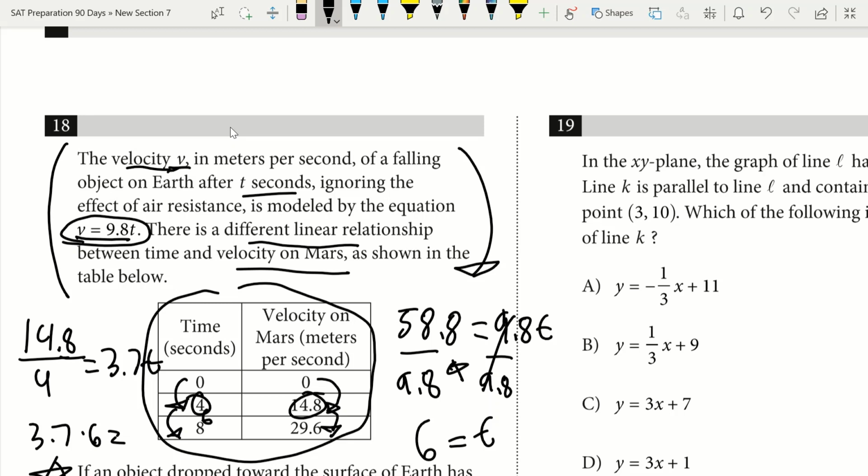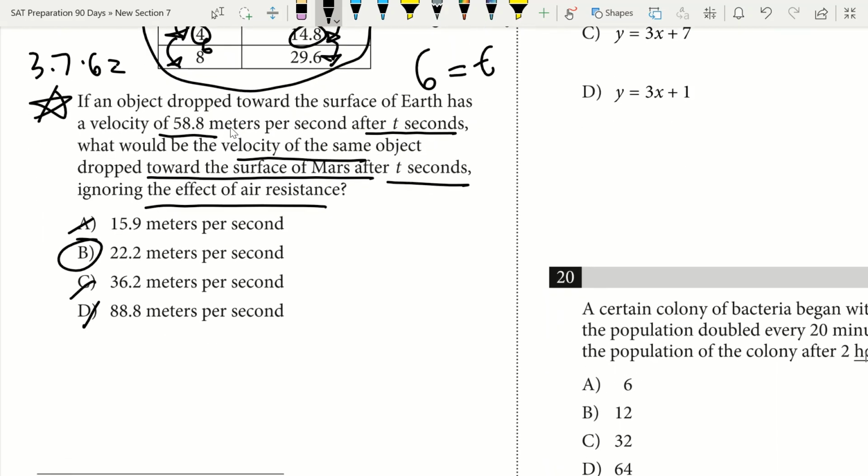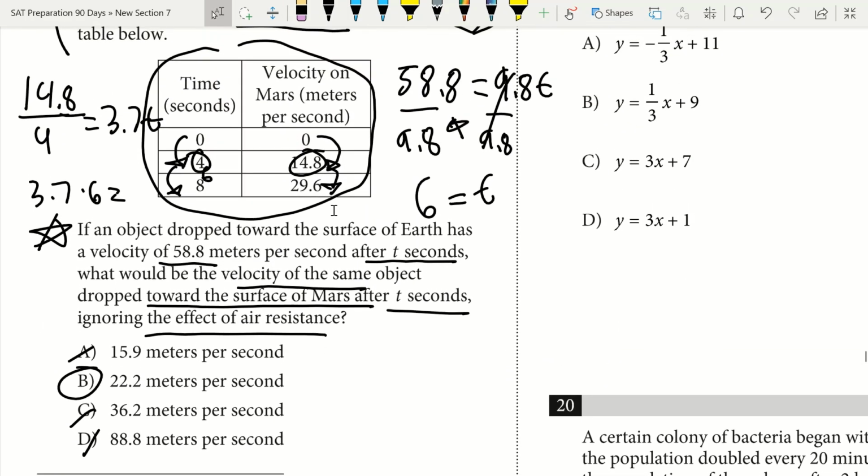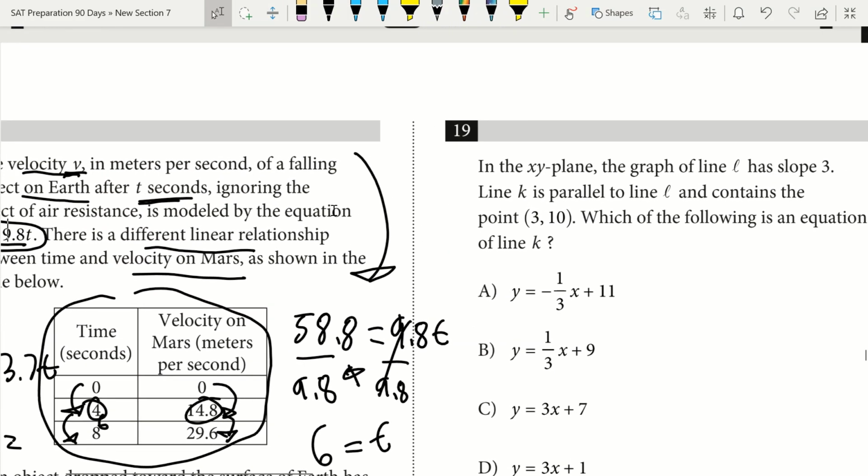So in this case, you saw I underlined velocity is v. t is seconds. v is 9.8t, right? That tells me that my velocity is equal to 9.8 times however many seconds have passed. Another thing I would underline is that it's on Earth. The next thing I underlined was that there's a different relationship with velocity on Mars. Then I moved down in my table, read my question, and then solved. So you can put anything along those lines in your notes.